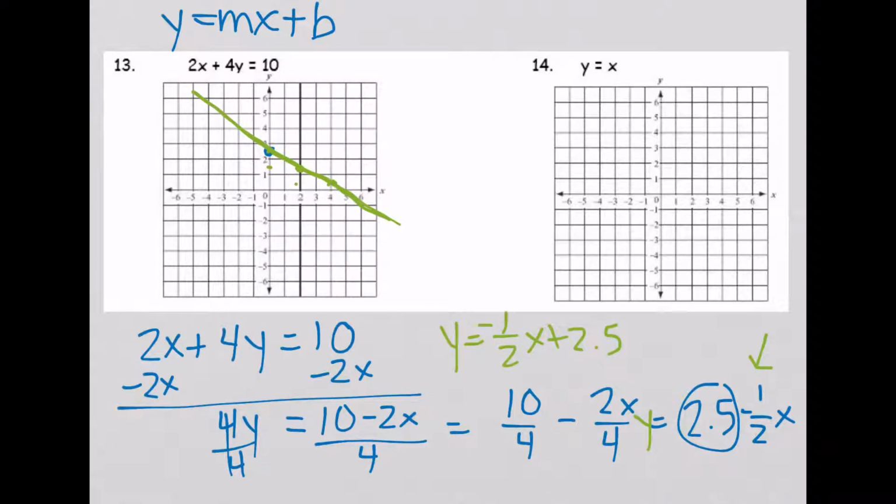Okay, number 14 is one of my favorites to graph because it's so simple. People usually trip over it though. Let's make a table just to see. Let's say when x is 0, what is y? Well, y equals x. That means that if x is 0, y is also 0. How about if x was, I don't know, 1? Then y is the same as x, so y must be 1.